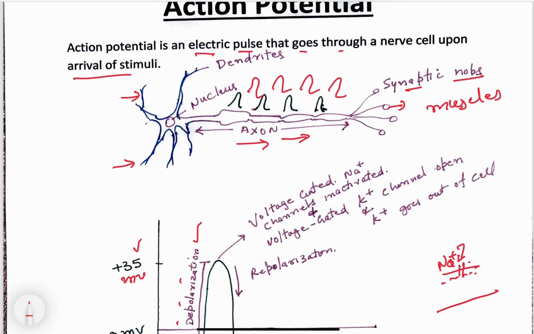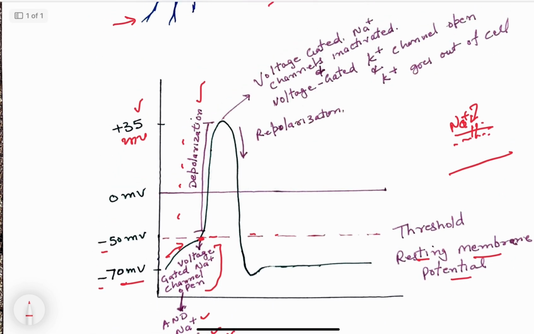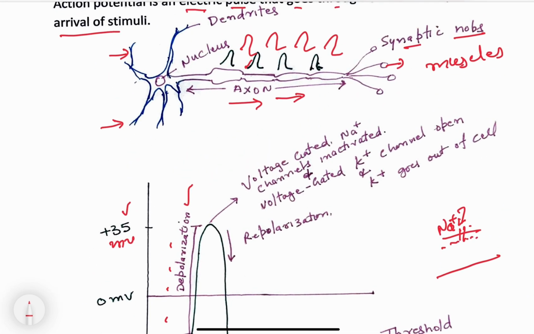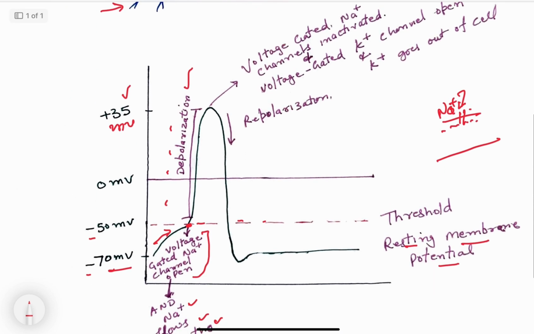During this sodium coming in, the next section also starts checking its threshold value, because the sodium has started to come in, and the next section also starts to pass the action potential from the previous section right here. Okay, so at this point the voltage gated sodium channels are inactivated. So no more sodium is coming in.